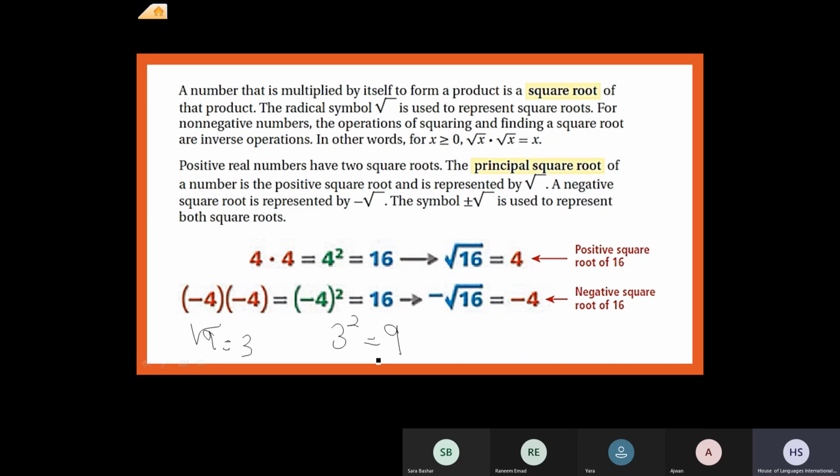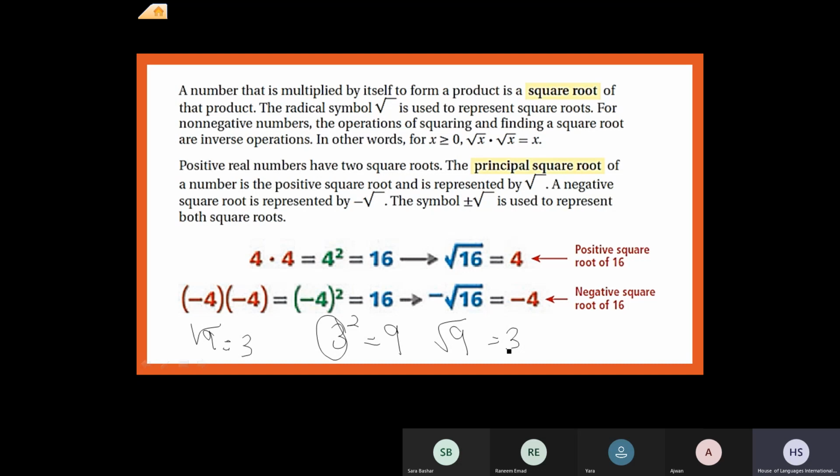So now, if I put the square root of this number 9, it means I need to take the number without the exponent, which is this one here. Teacher, it is not division. Sorry? Is it like the division? No, it is square root. Square root means, I know that 3 times 3 is 9. So that means the square root of 9 will be 3.